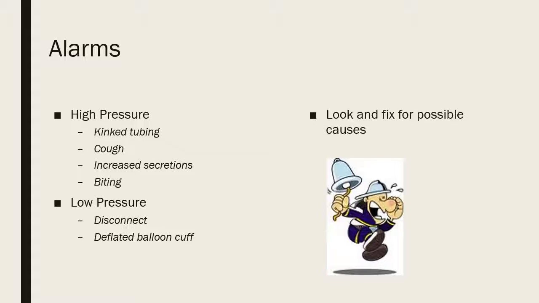Maybe you've suctioned the patient, you've checked for kinked tubing, you've checked to make sure the patient's not restless and fighting the vent or biting the tubing, and you can't fix it, your patient looks good, oxygenation's still good, yeah, then you can wait around for respiratory. But you want to make sure that you try to troubleshoot before they get there.